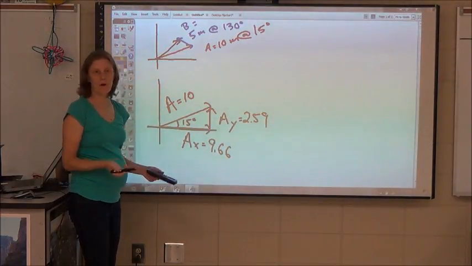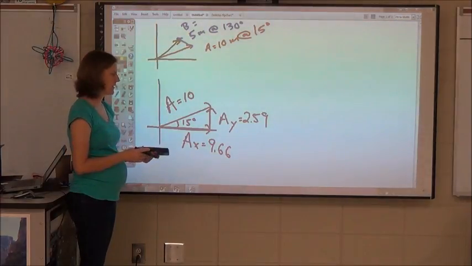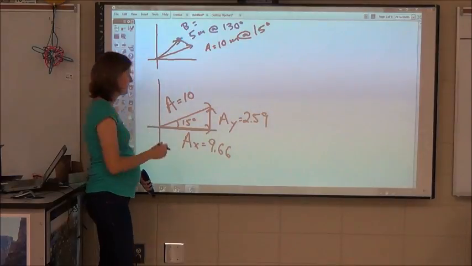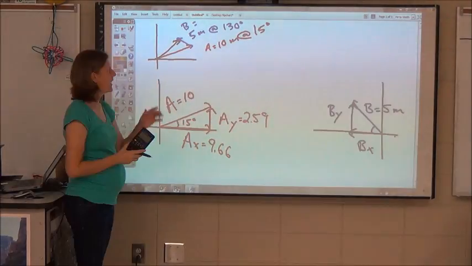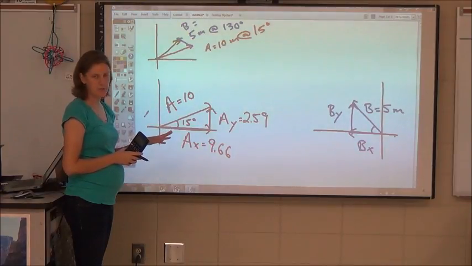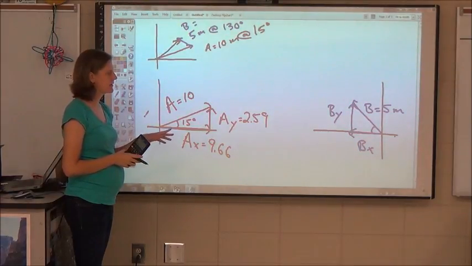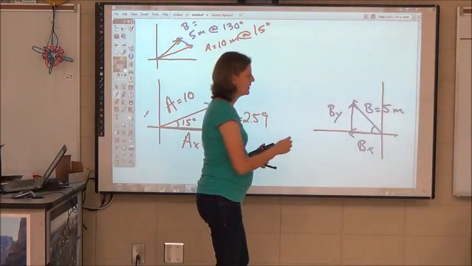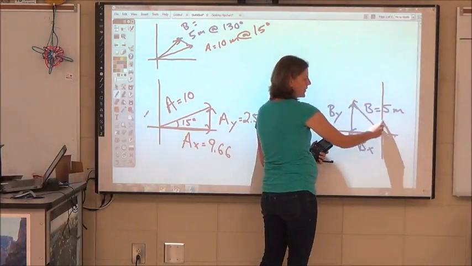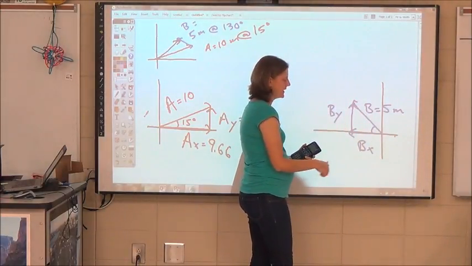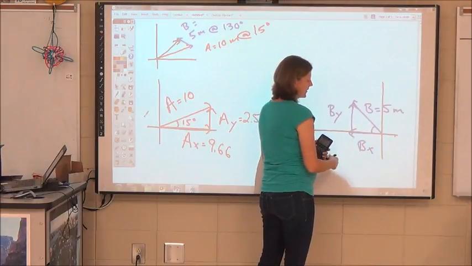And those are my x and y components. Now I need to do the same thing for B, which was sort of up left here. I know it's at 130 degrees, but I am definitely not going to put 130 degrees in my triangle. So think about what that would need to be. This whole angle is 130. You know, the BX is sort of on the 180 line. Well, that little chunk there's got to be 50.